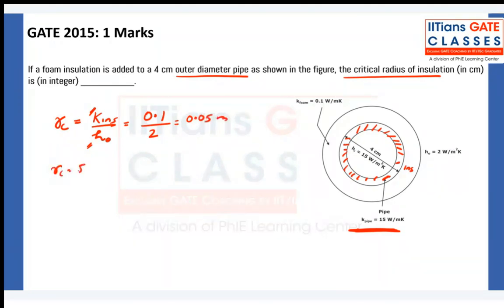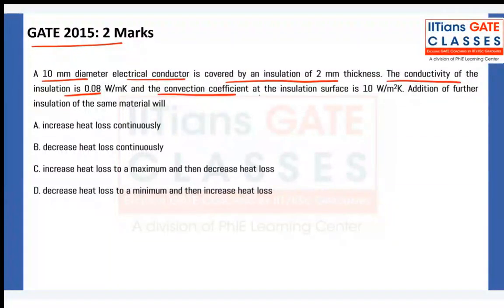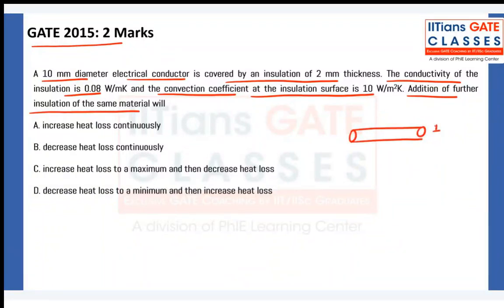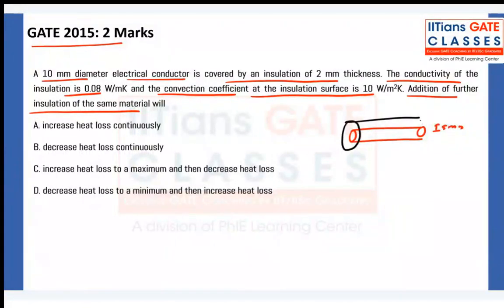Okay, let us move on to the next question. A 10 millimeter dia electrical conductor, it is a 2 mark question, GATE 2015, is covered by an insulation of 2 millimeter thickness. The conductivity of the insulation is this and the convection coefficient at the insulation surface is 10. Now look, you have a conductor of 10 millimeter, so 5 millimeter radius is there, then you have already added some insulation of 2 millimeter thickness, so your total outer radius is 7 millimeter.